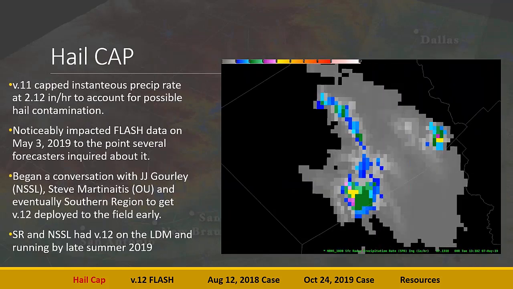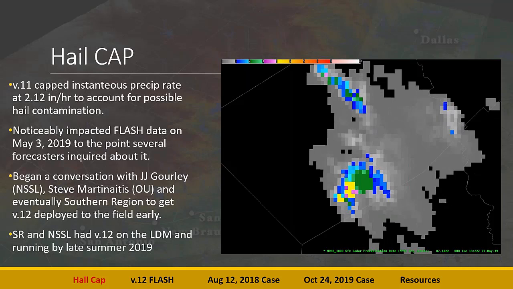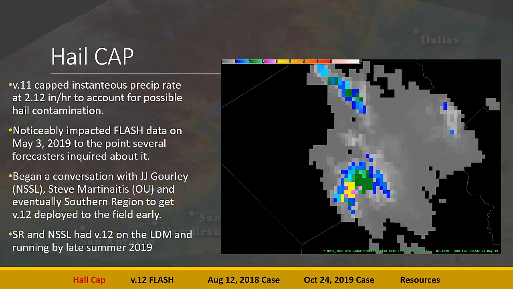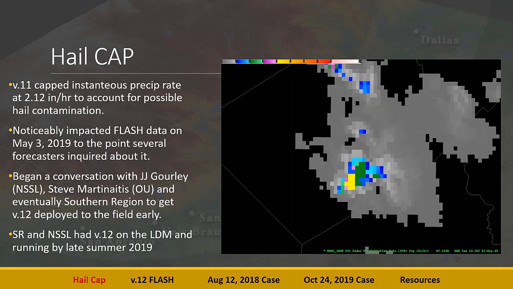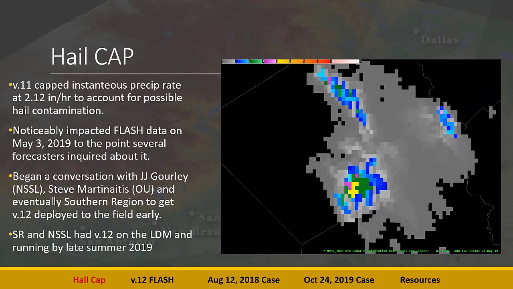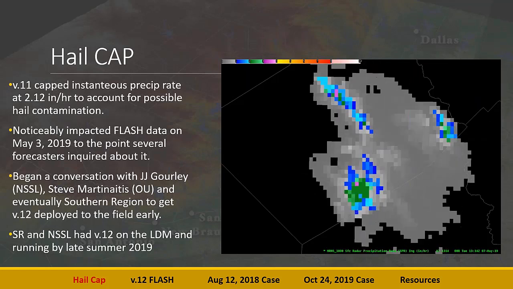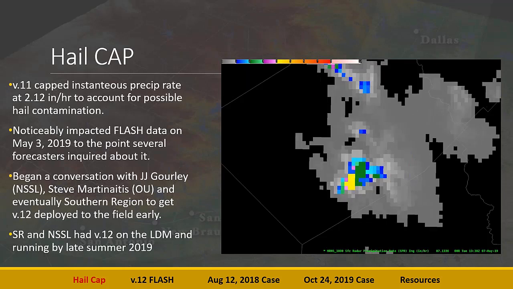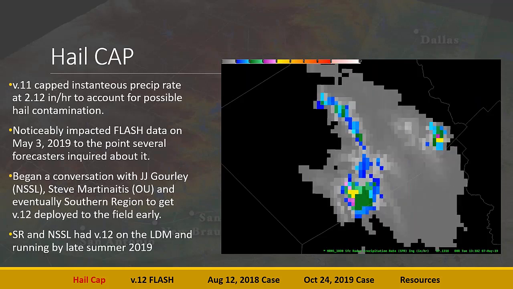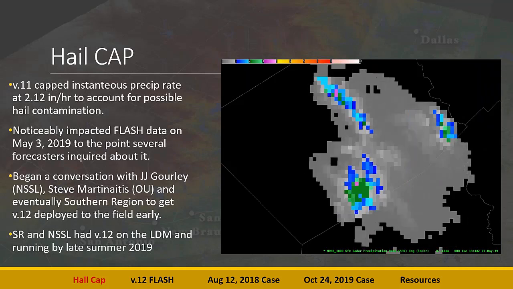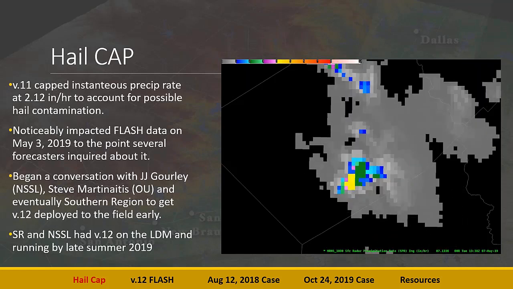So what's the difference we found is that basically with the older version of MRMS, it caps the instantaneous precip rate at 2.12 inches per hour. And this instantaneous precip rate that comes out of MRMS is actually the heart and soul of these Flash products. Most of them that we'll talk about in a second use this instantaneous precip rate to make their determination. So errors in this can actually go down the line into some of the Flash products.